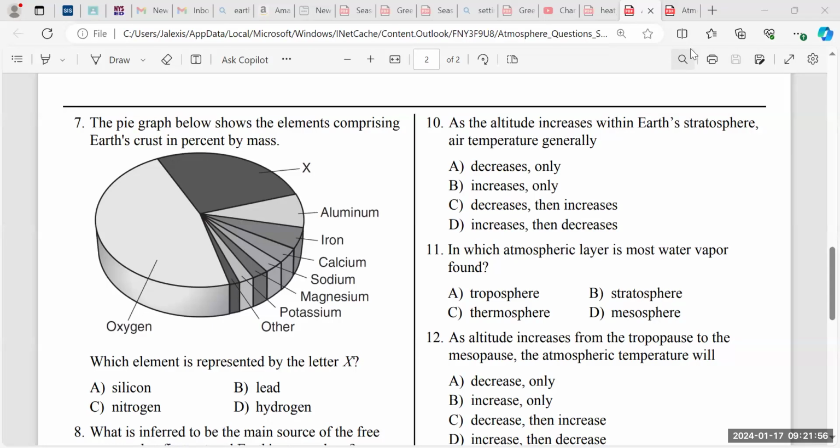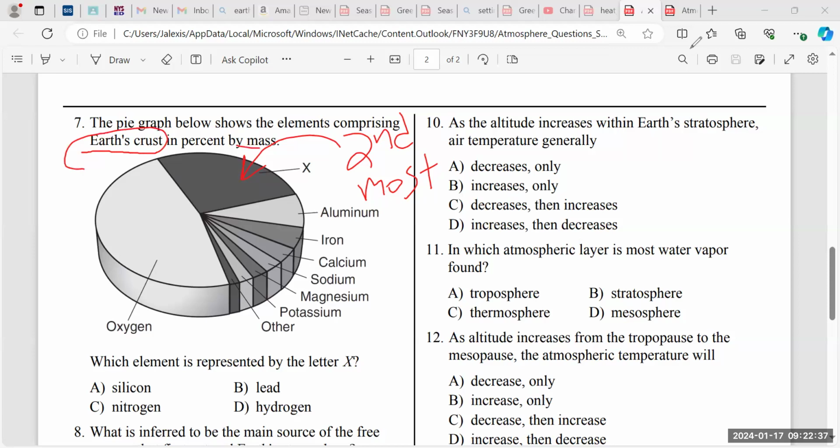All right, number 7. Number 7 says, the pie graph below shows the elements comprising Earth's crust in percent by mass. It says, which element is represented by the letter X? So when I'm taking a look, letter X gives me the second most, right? I know it's the second most in this pie chart. And it says this chart represents the Earth's crust in percent by mass.